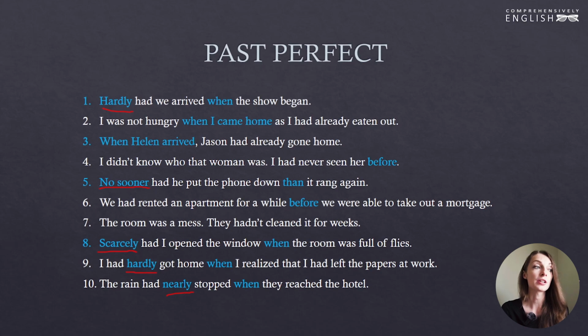No sooner is a phrase that you use predominantly with the past perfect tense. No sooner means only when. Only when action A had been completed, action B started. We'll talk more about no sooner a little bit later.